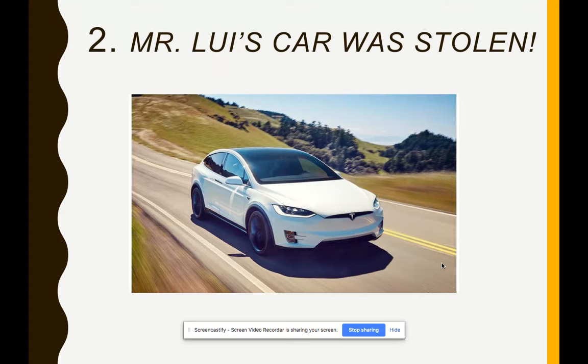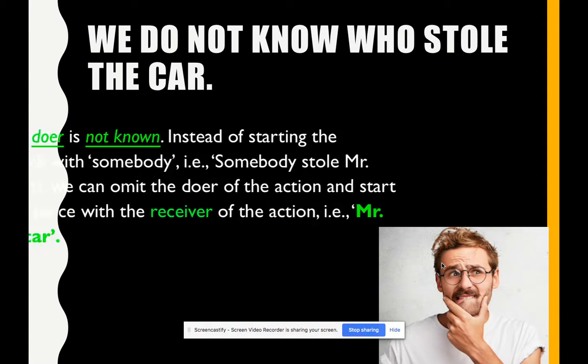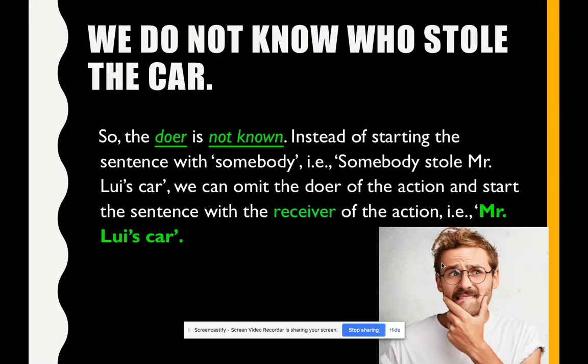Mr. Lowe's car was stolen. Okay, and the question is, who stole Mr. Lowe's car when you say this sentence? Mr. Lowe's car was stolen. Do you know who stole his car when you said this? The answer is no. Okay, we don't know who stole the car, but what we do know is that the car, which is the action receiver, is missing. So instead of starting a sentence by someone who stole Mr. Lowe's car, we can omit the doer and we can simply say that Mr. Lowe's car was stolen.